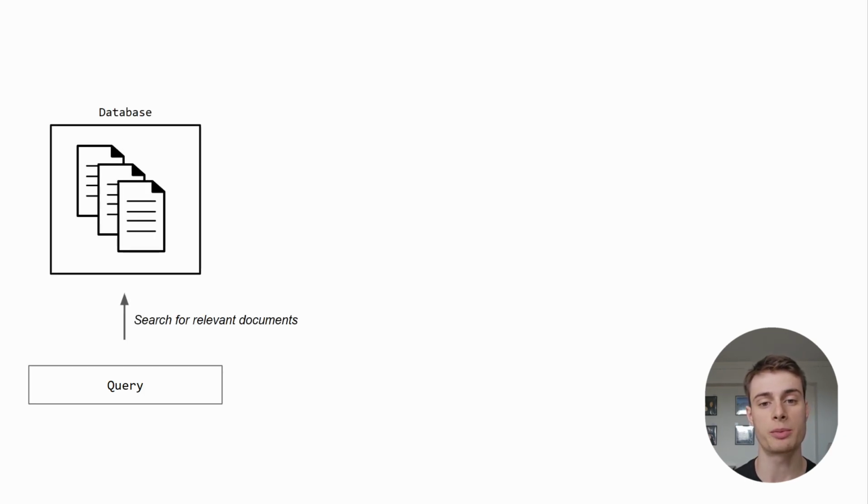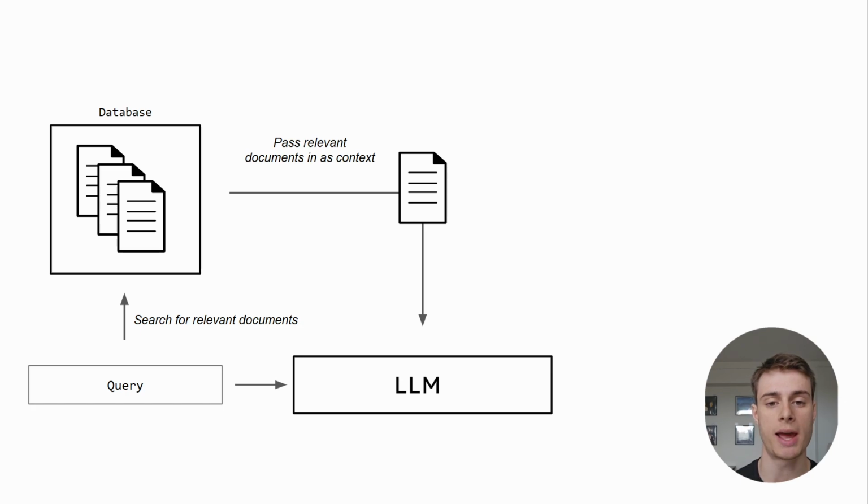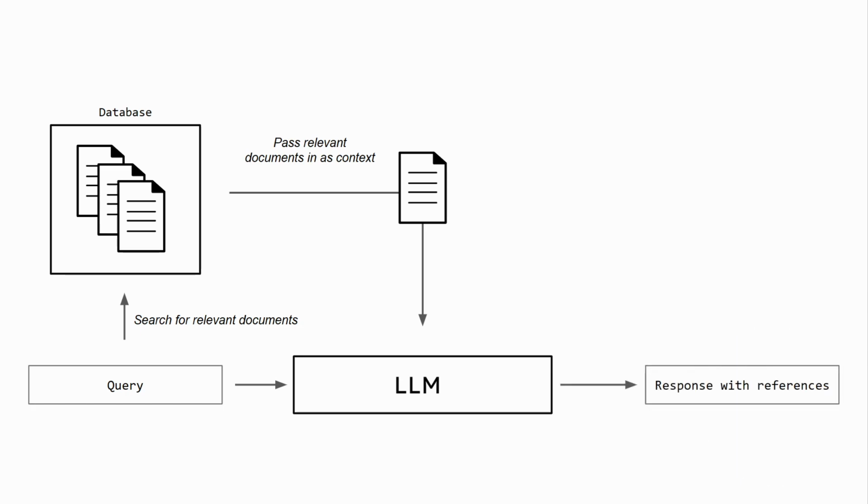Retrieval Augmented Generation, or RAG, is a way to enhance the transparency and relevance of LLM responses. We do this by supplying the LLM with documents that are relevant to our query, so that it has them when it's generating a response.